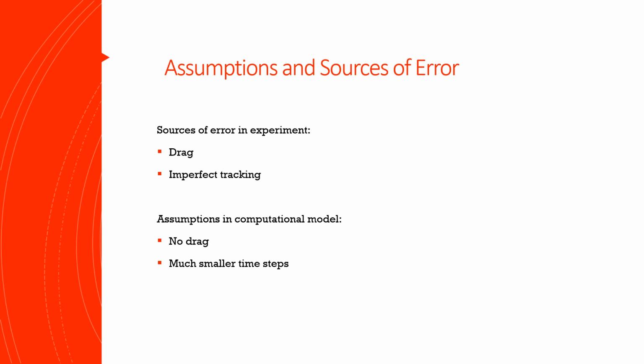As is the case in any experiment, there were sources of error and subsequent assumptions made in the model of the experiment. To begin, in the experiment, drag might have affected the position of the mass without being accounted for. Also, the tracking might have been imperfect due to the frame rate of the video or human error. Some assumptions made in the computational model include not considering the effect of drag on the mass and much smaller time steps, which might cause variations between the experimental and computational data.